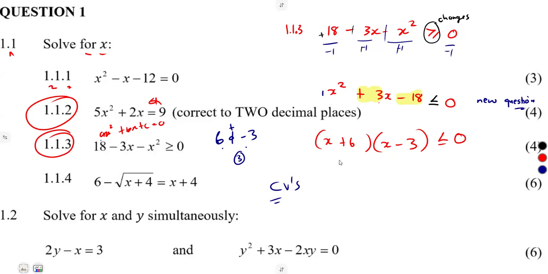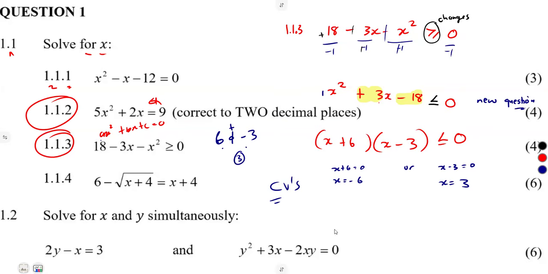Where you're solving this as an equation, x plus 6 must be equal to 0, so that will be a -6, or x minus 3 is equal to 0, so x will be equal to +3. From the critical values, we can determine our solutions. Either you're going to use the graphical method, the number line, any method that you understand.